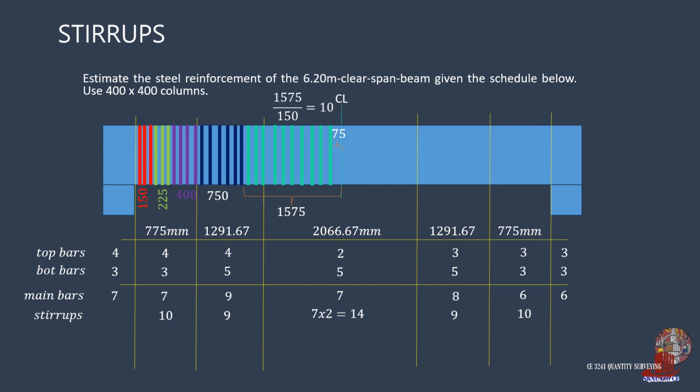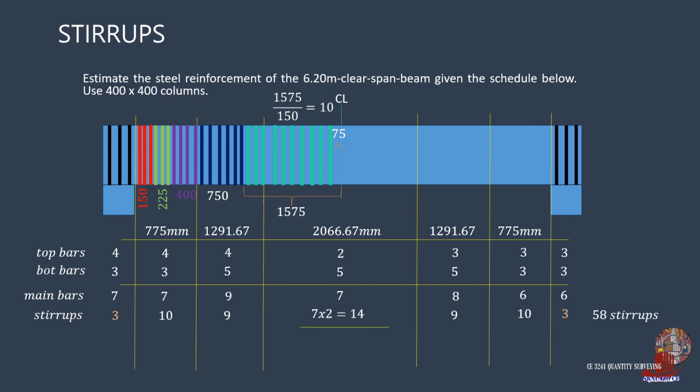To complete the estimation, remember that the beam-column intersection needs 3 stirrups, so there are 3 on the left beam-column connection and also on the right connection. Now, add all the number of stirrups to find out that there are 58 in all.